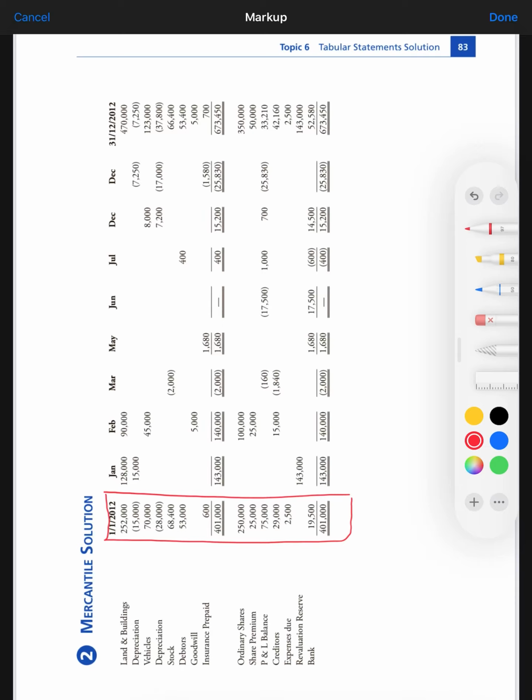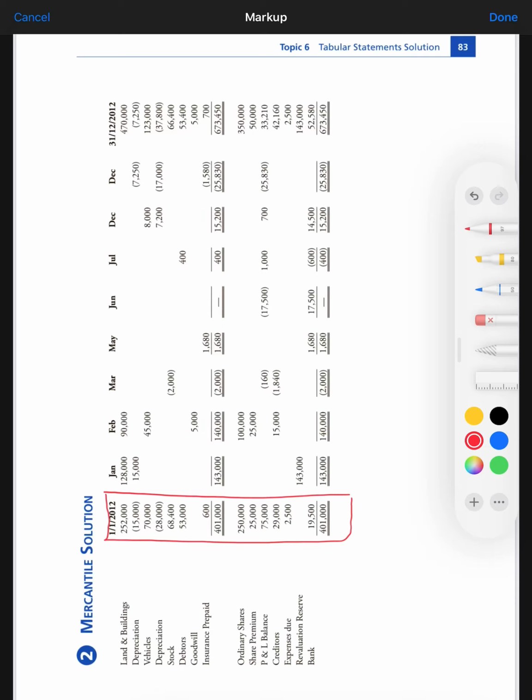So obviously in your fixed assets you've land and buildings. With it, don't forget your depreciation, which is a negative figure because it's decreasing your fixed asset. Vehicles 70,000 with a depreciation of 28,000, negative figure. Then you have your stock, you have your debtors. Now they have shoved in goodwill there.